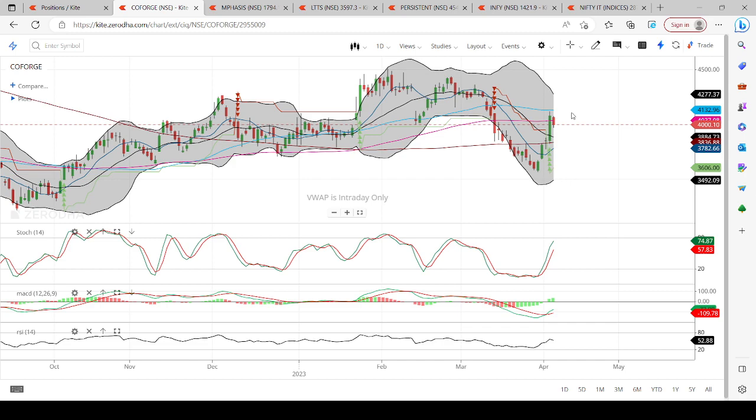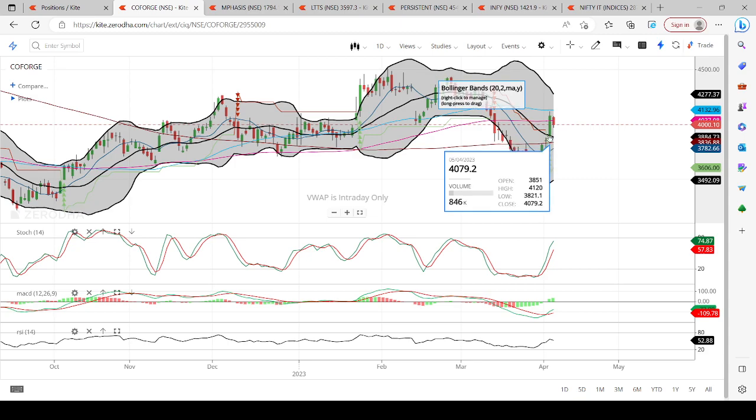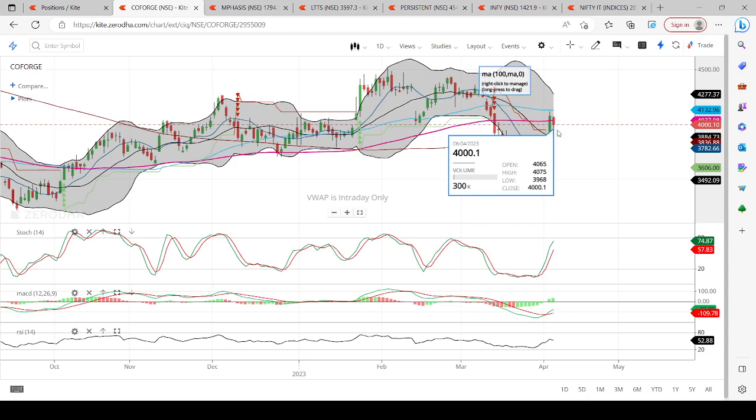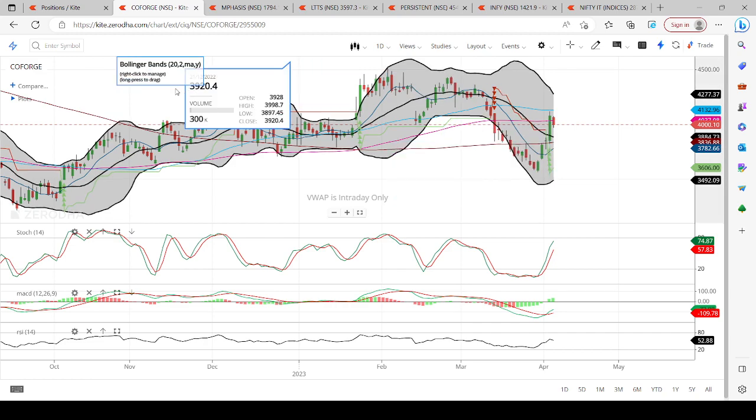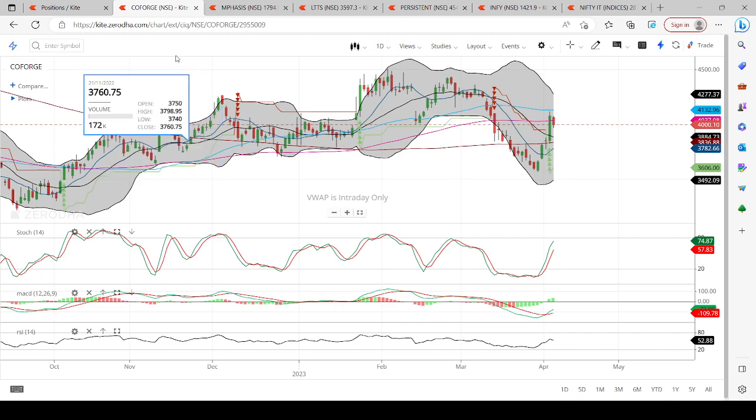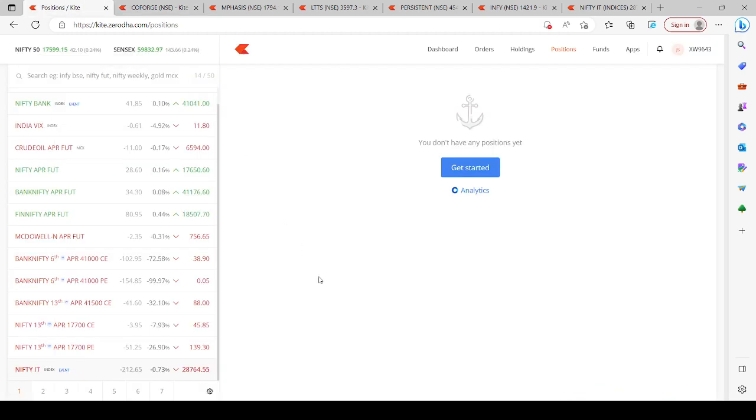And over here, because it has already rallied a bit, instead of chasing, you can buy on any dip towards the retest of the 20 moving average. That is what you can do, because you will get a better reward. So that's all about the IT sector analysis.